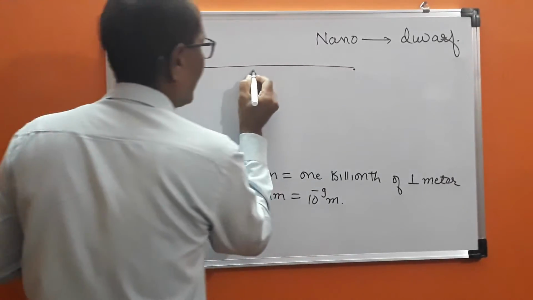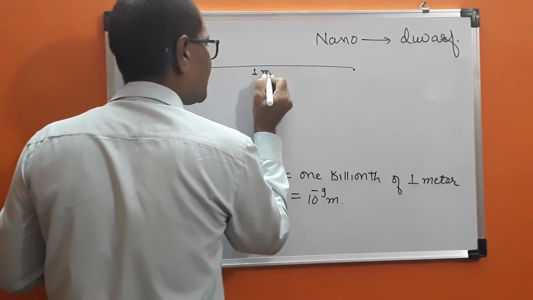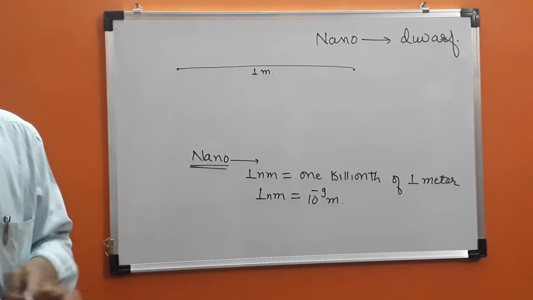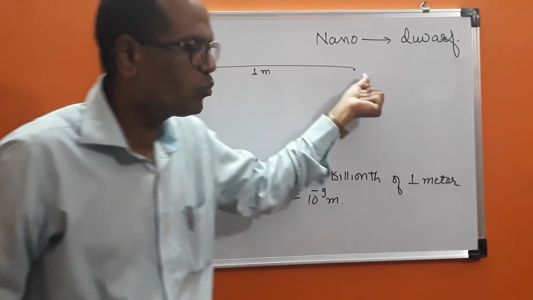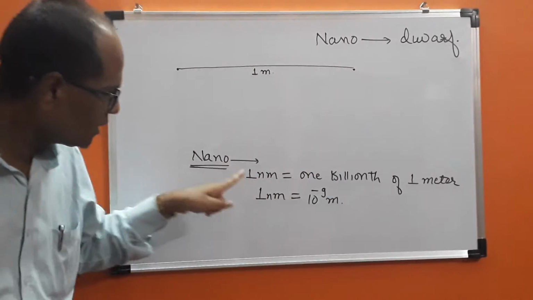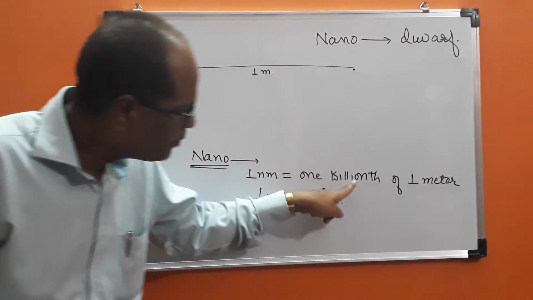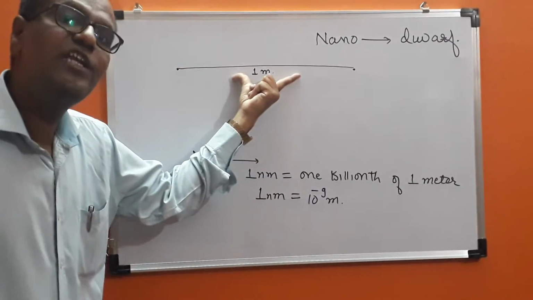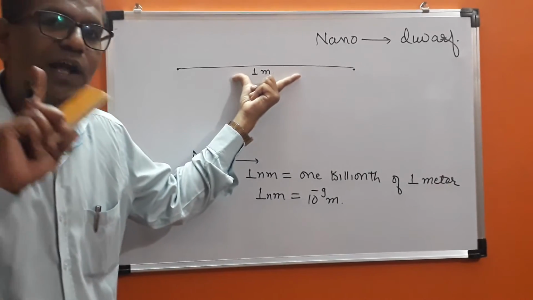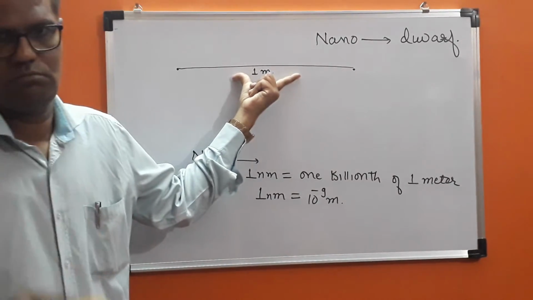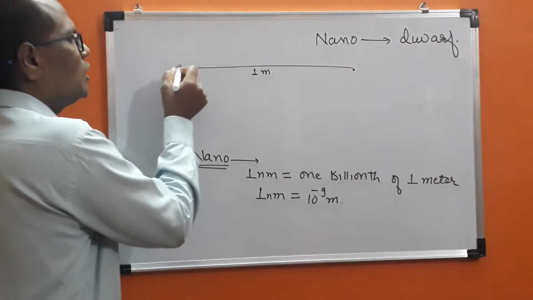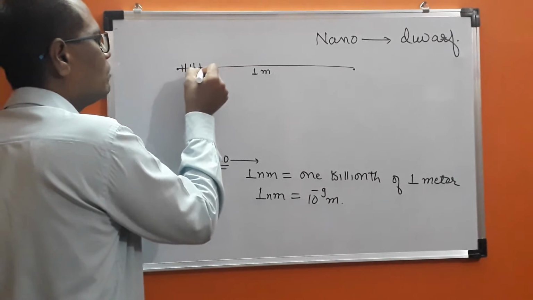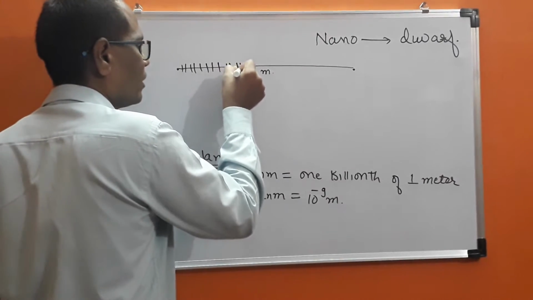And let me assume that the distance between these 2 points is 1 meter. The distance between these two points is 1 meter. What is 1 nanometer? 1 billionth of 1 meter. 1 meter we need to divide into 1 billion portions. Means what? What you do is you divide this into 1 billion portions. 1 billion, I am saying.